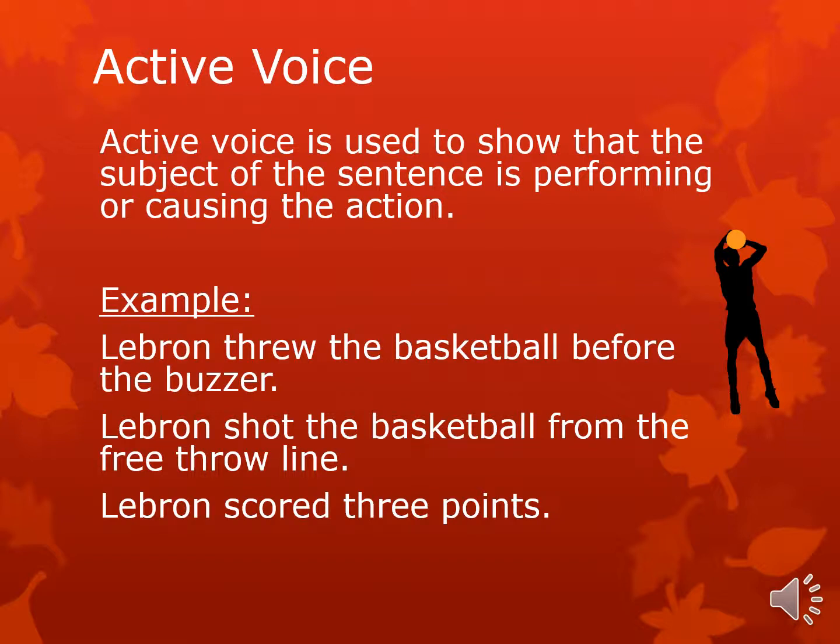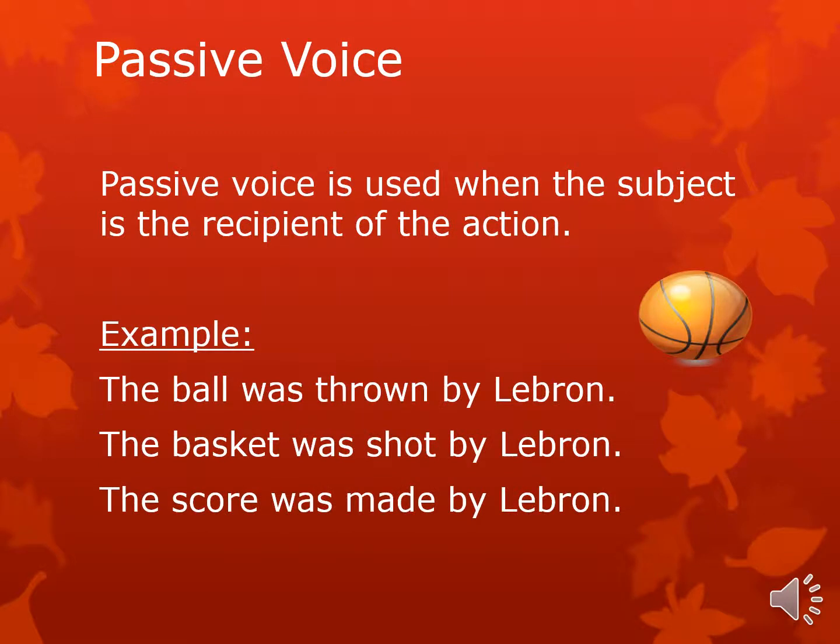The active voice is used to show that the subject of the sentence is doing the task, is performing an action. As you remember, the basketball player. So LeBron threw the basketball before the buzzer. LeBron shot the basketball from the free throw line. LeBron scored 3 points. As you can see, LeBron is the subject, so it's at the beginning of the sentence.